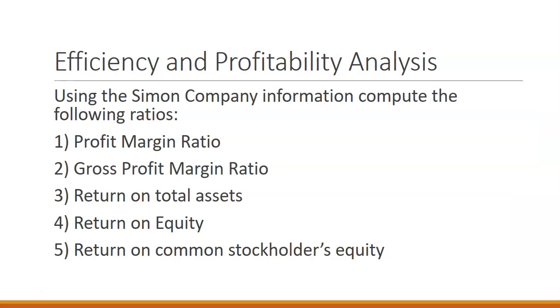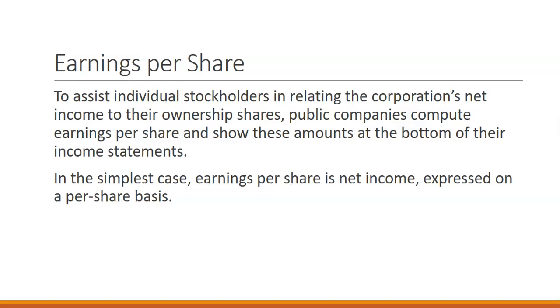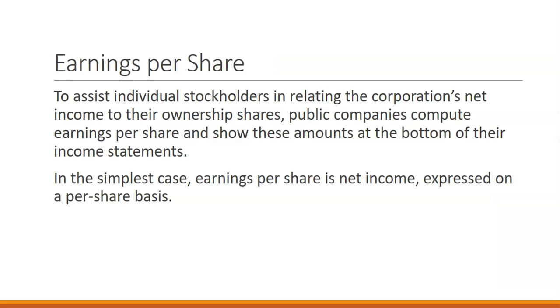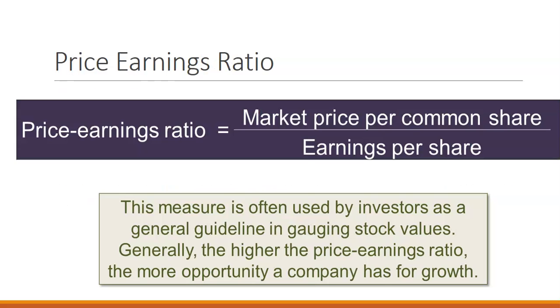Our efficiency and profitability ratios. So we also have earnings per share. Earnings per share helps us look at what the net income is on a per share basis. Our price earnings ratio: what is the market price divided by earnings per share? Earnings per share is net income divided by the number of outstanding common shares. Price earnings ratio is the market price per common share divided by earnings per share.